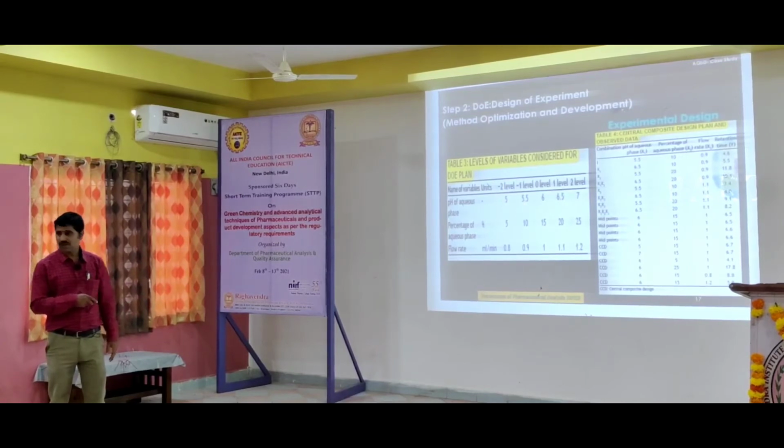So 5 is the least level. Extreme level means 7; beyond that we cannot go. So that's why 7. Okay.